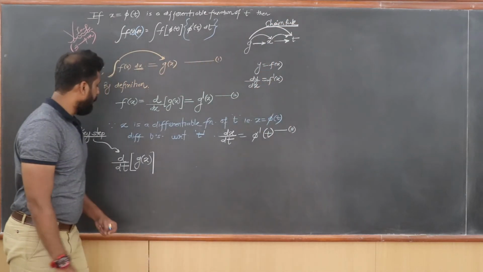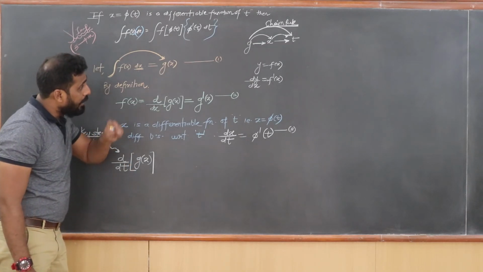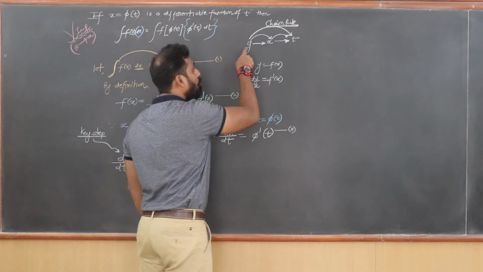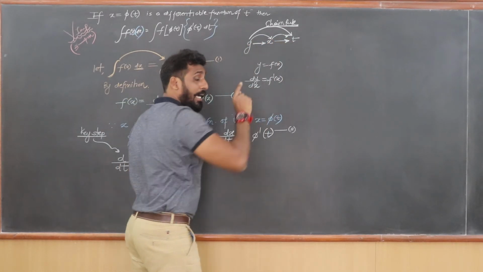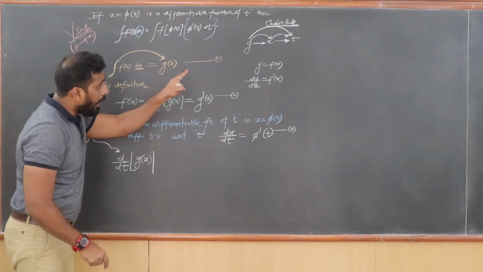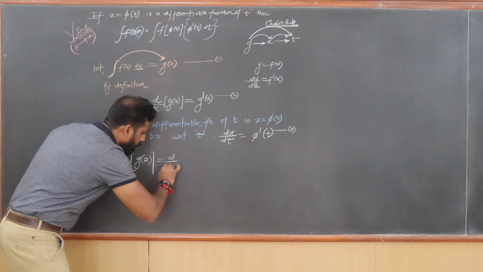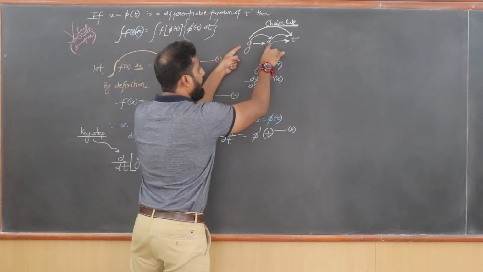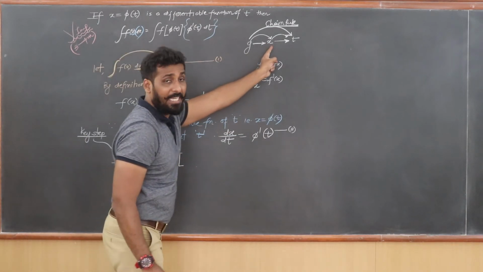So I am differentiating g of x with respect to t. Look at my derivative. It is going to be derivative of g with respect to x and derivative of x with respect to t. That is what the meaning of chain rule is. So I will write my chain rule from looking at a diagram. So I will write here derivative with respect to x, d by dx, because the intermediate variable was x.